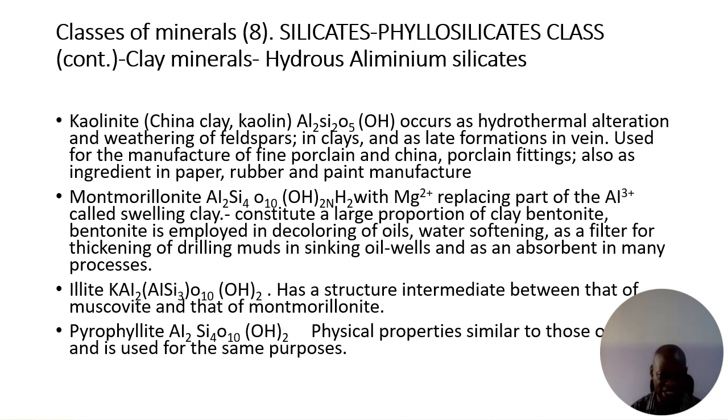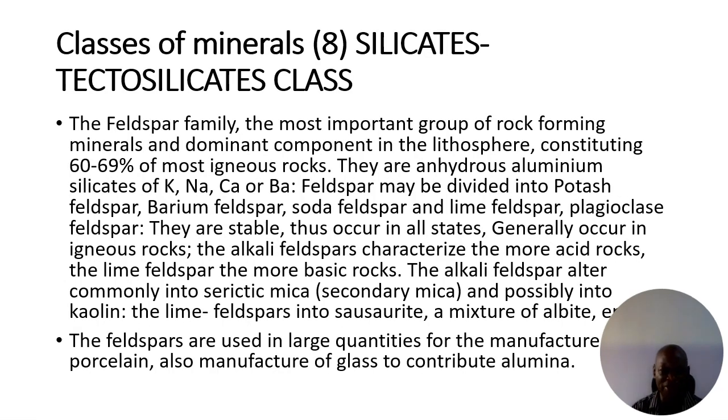The illite has a structure intermediate between that of muscovite and that of montmorillonite. And then we have pyrophyllite, which has physical properties similar to those mentioned above and is used for the same purpose. Then we have the silicates. Under the silicates, number 8 is the feldspar family.